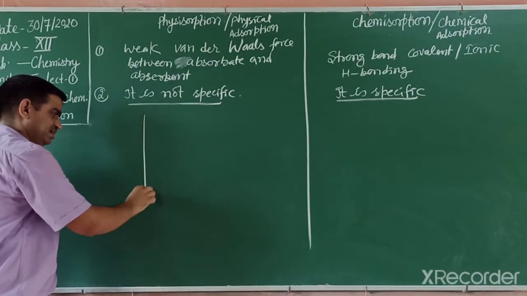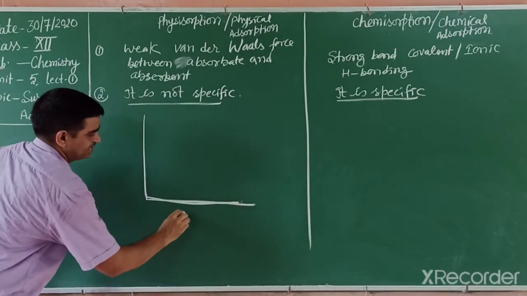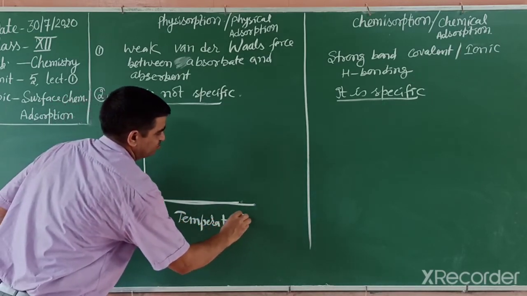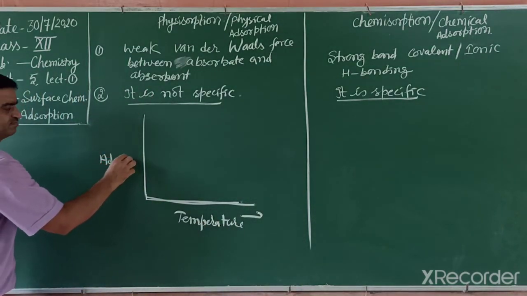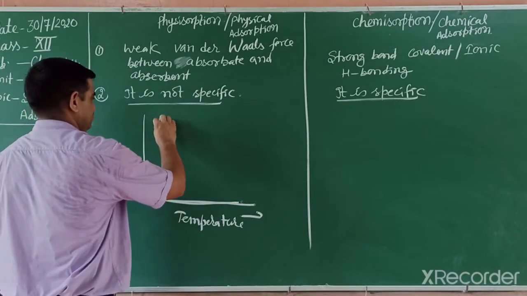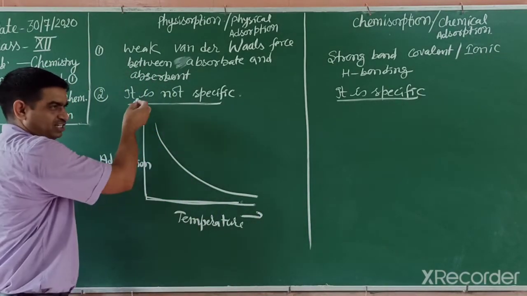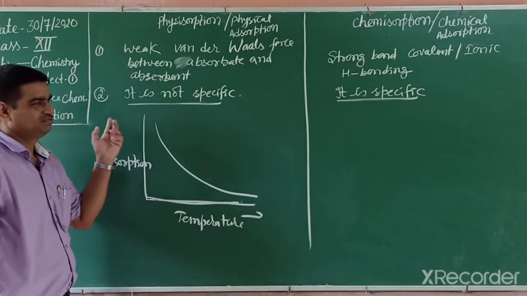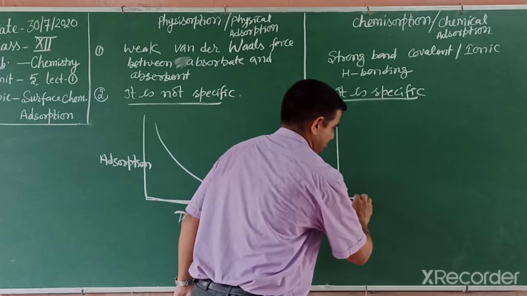Students, we can plot the curve of temperature and adsorption. Suppose on this side we take temperature, and on this side the extent of adsorption, which we will study after that. For physical adsorption, we get this type of graph. Why? At lower temperature, more adsorption. After that, adsorption decreases. So this one is physisorption, physical adsorption. But in chemical adsorption, the graph is like this.